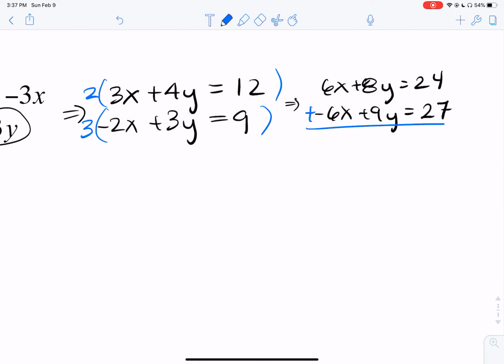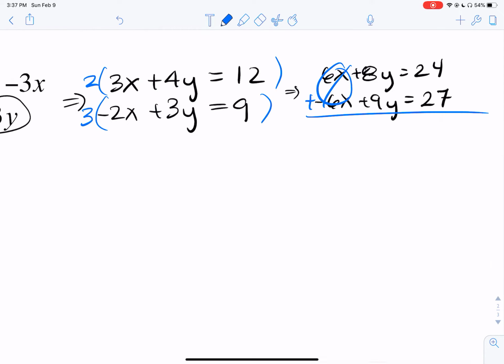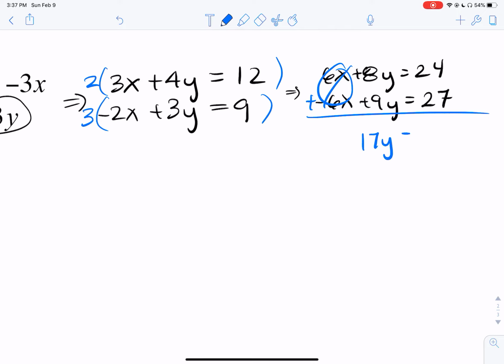So let's add down where our x's get eliminated. We end up with 17y, and 24 plus 27 is equal to 51. So the value of y would be 3. It's 51 divided by 17.